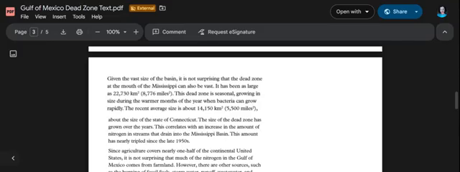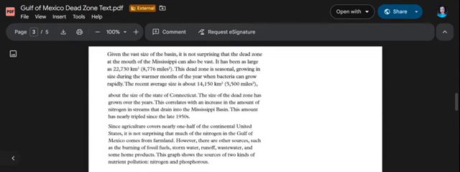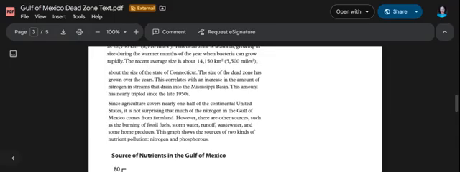The size of the dead zone has grown over the years. This correlates with an increase in the amount of nitrogen in streams that drain into the Mississippi Basin. This amount has nearly tripled since the late 1950s. Since agriculture covers nearly one-half of the continental United States, it is not surprising that much of the nitrogen in the Gulf of Mexico comes from farmland. However, there are other sources, such as the burning of fossil fuels, stormwater, runoff, wastewater, and some home products.